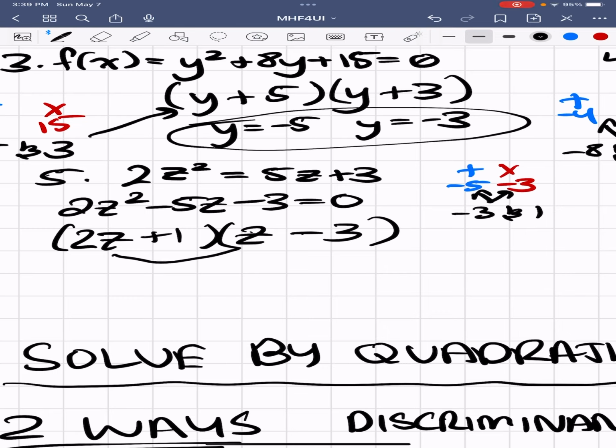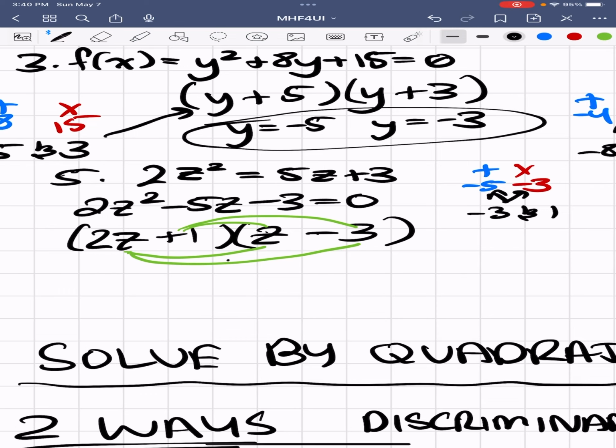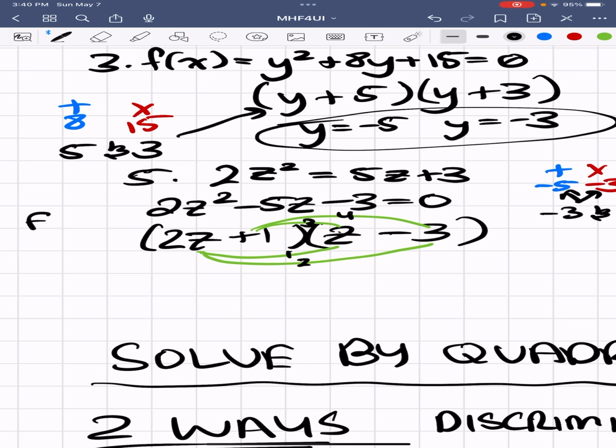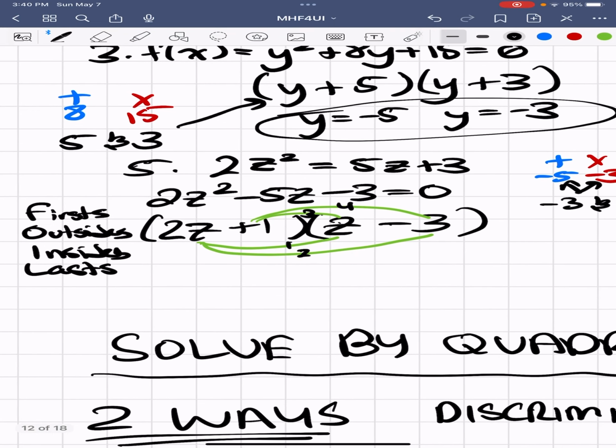So let's FOIL out using our colors. Firsts, outsides, insides, and lasts. And that's how we FOIL out.